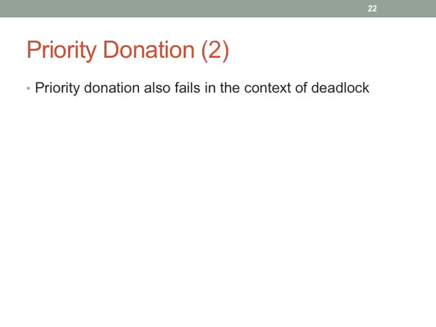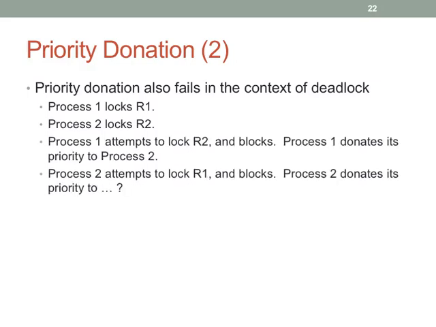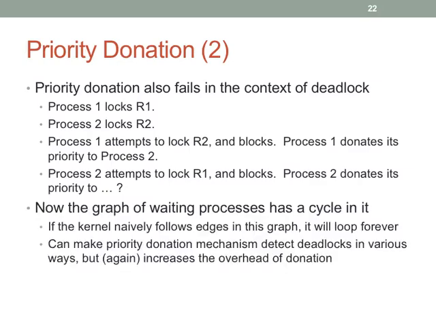Okay, let's see. So priority donation and deadlock, another way that things can fail. So you have two processes, two resources. They each lock a resource, and then they each try to lock the other resource. Okay. Well, now you have a cycle in the chain, and a naive kernel, if it just followed that chain without trying to detect whether it's visited a particular node before, you could have it hang. You could basically have the kernel hang. And nobody likes a kernel that hangs.